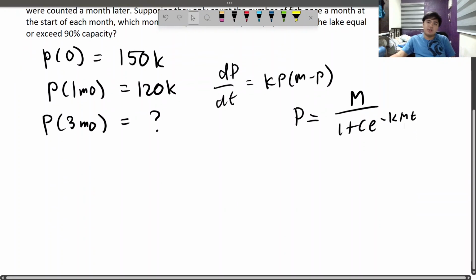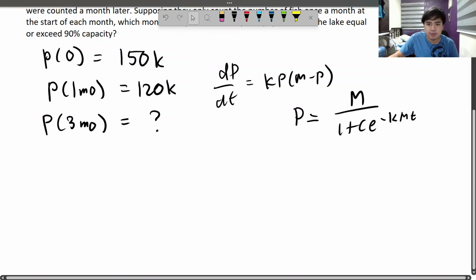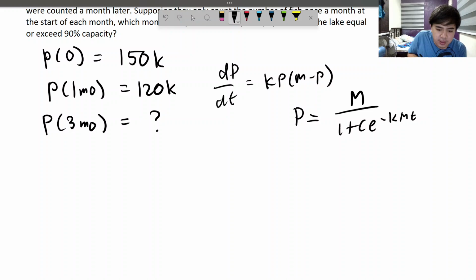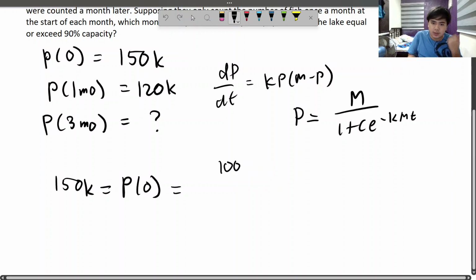Okay, just like with logistic growth, we need to solve for c and for k. M is already a known parameter, it's 100,000. I just put M because 100,000 is too long to write now. So let's do this. We want P of 0. On one hand, it's 150,000. On the other hand, we can substitute t for 0, so M is 100,000. Let me write 1,000, so 100 times 10 to the 3.